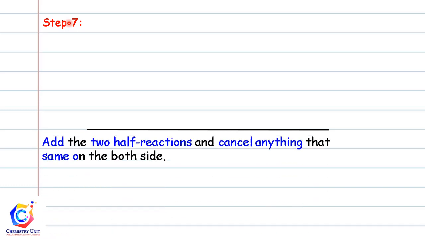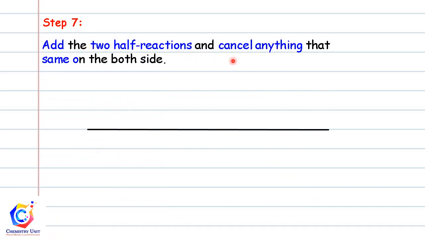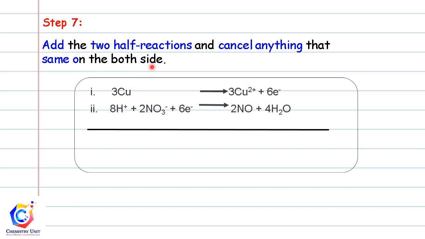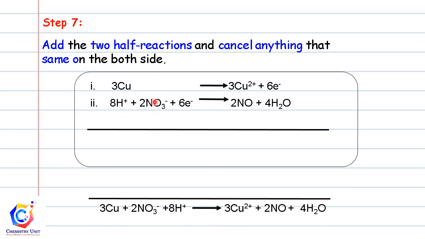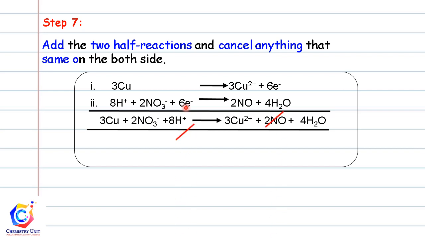Step number 7, add the two half reactions and cancel anything that's the same on both sides. So let's sum up both equations and then cancel the 6 electrons which are on opposite sides. If there are the same species on the same side, we need to sum up. If on different sides, we need to cancel them off.